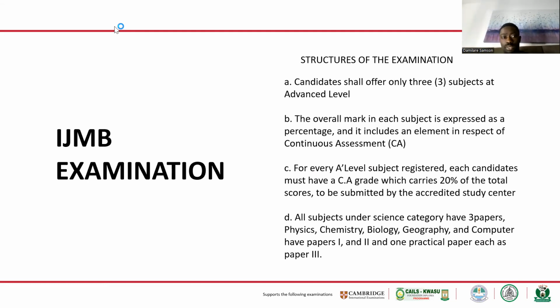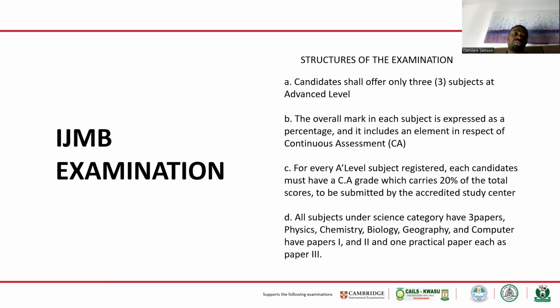So the structure of the examination, as you can see on your screen, is very direct. Candidates will be offering three main subjects for A level, depending on the course you want to study in the university. And there will always be a percentage awarded to your continuous assessment. We have 20% going towards your CA, that's continuous assessment. So I want you to have that at the back of your mind. There will always be a CA.